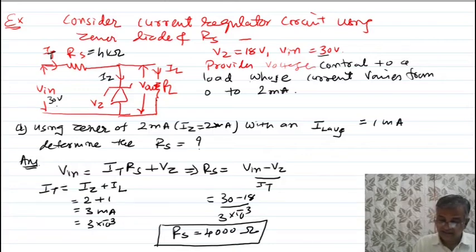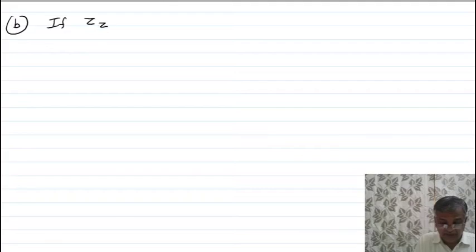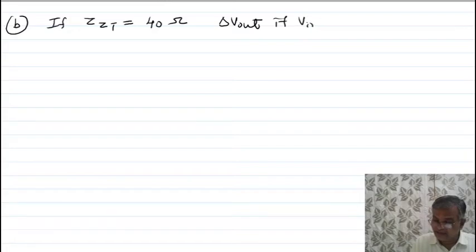Now let us see the second question, B. If the Zener dynamic impedance is of the order of 40 ohm, ZZT is called the impedance of the zener, already I told you in the previous slide. If the dynamic impedance of the zener is 40 ohm, determine the change in output voltage if V in increases from 30 volt to 32 volt, and second, from 30 volt to 60 volt.